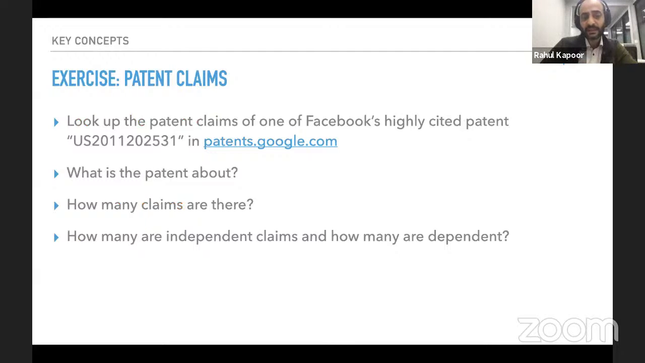On the bottom right side, you will see the claims of the patent. This is the text which tells you exactly what is protected by the patent. Just let me know in the chat how many claims there are, and how many independent claims and how many dependent claims there are.